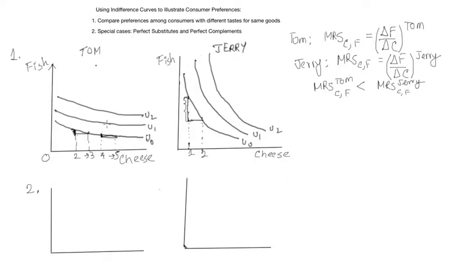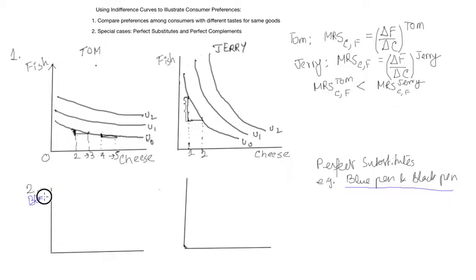Moving on to number 2, the special cases of perfect substitutes and perfect complements. First, let us look at perfect substitutes. What would be an example of perfect substitutes? I might consider a blue pen and a black pen. I don't care what color I write with, so these could be perfect substitutes for me. So how would the indifference curves look for a blue pen and a black pen? Let's say I measure blue on this axis and black on this axis.